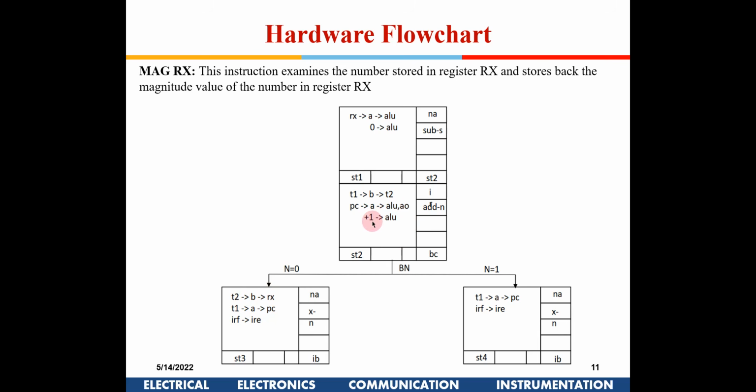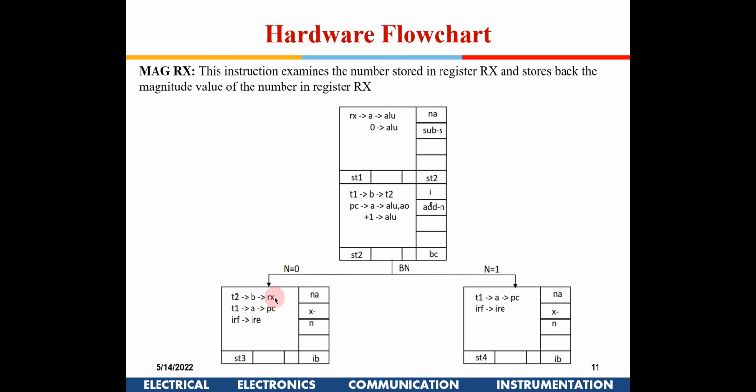Then in T1, I have that updated value of the PC, so I am getting it into the PC, and from the instruction fetch register I am going to get it into the instruction execution register. Here again the external data bus is not required, so I have put an NA here.